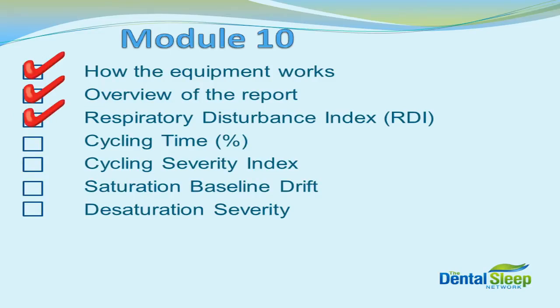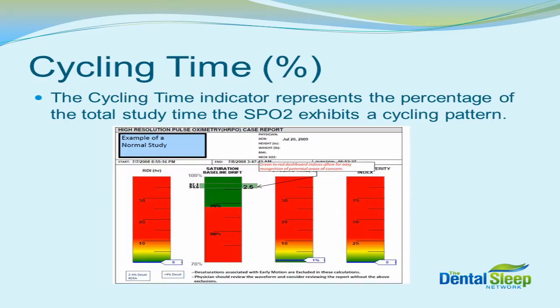That's how the Respiratory Disturbance Index graph works. Now let's take a look at cycling time percentage. So first of all, let's talk about what is cycling time. The cycling time indicator represents the percentage of total study time that the pulse ox exhibits a cycling pattern. It is shown on the third graph from the left.